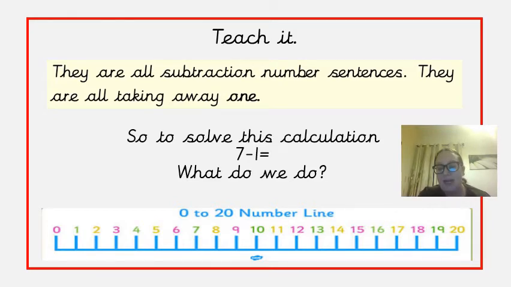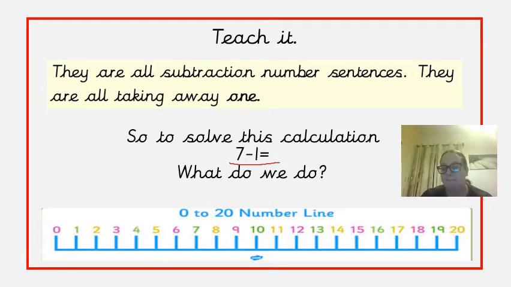Now this might seem a little easy, guys, but the more practice that we can get on our number lines, the better. And once we can take away 1, we can take away 2, we can take away 3, we can take away any number you can think of. Okay, so let's practice this one then. To solve this calculation, let's read it together. We've got 7 take away 1 equals.